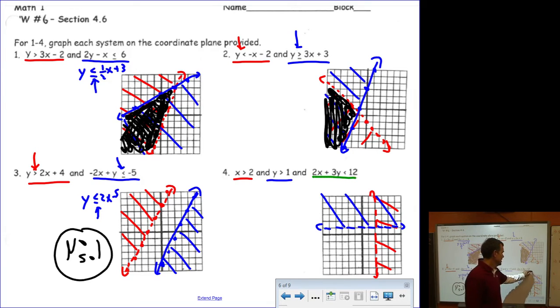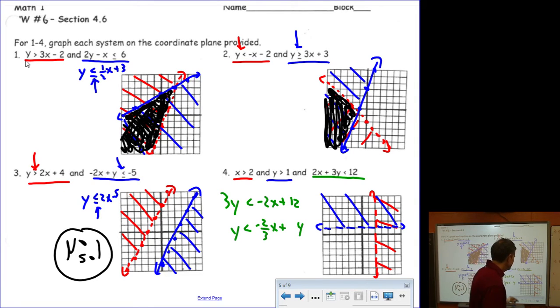And last up, we've got this line. If I subtracted 2x from both sides, and I divided by 3, I would have a y-intercept of positive 4. I would have a slope of down 2, right 3. This would be a dashed line because it doesn't have or equal to. And since it's less than, I would be shading below the line.